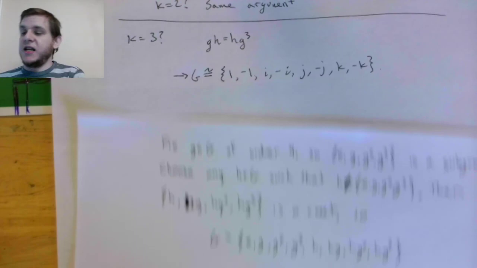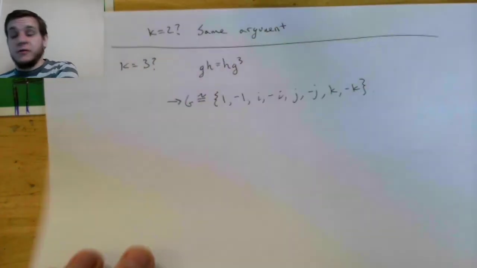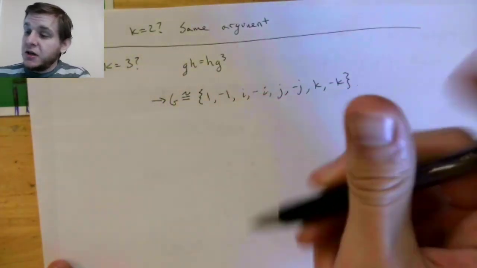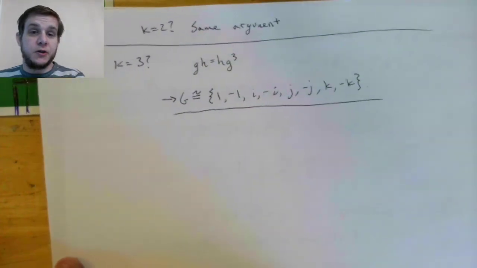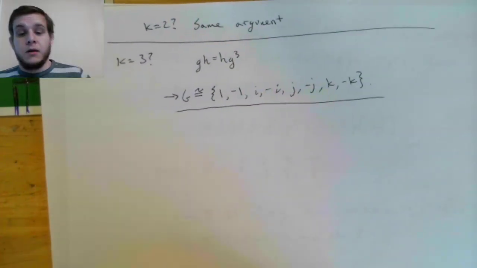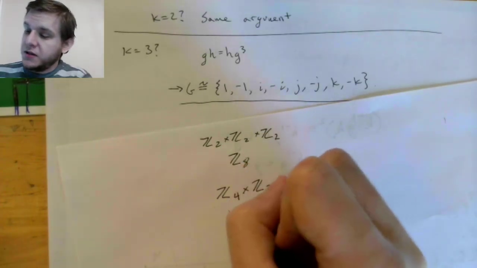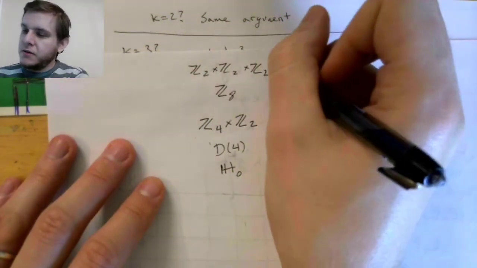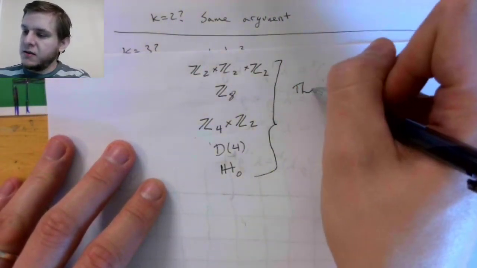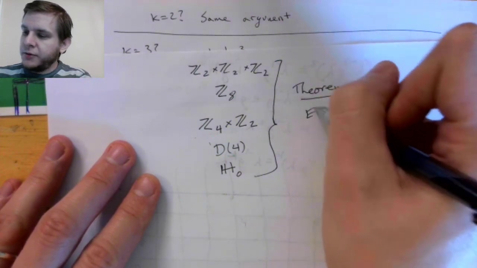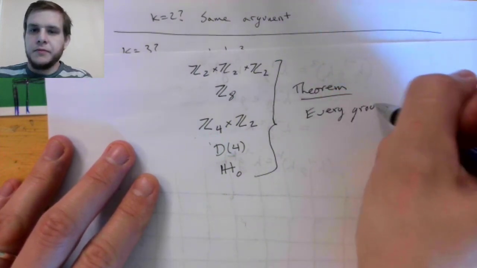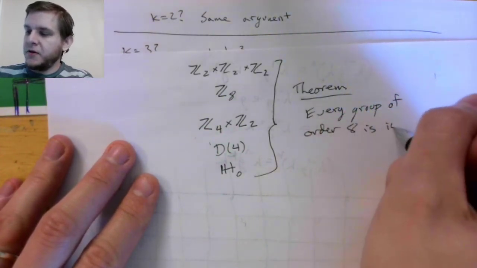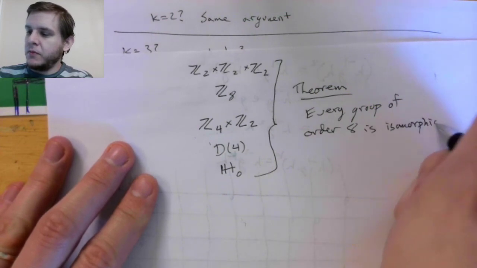So what's the last case? The last case, again, is K equals 3, and you can show, using the same sort of arguments previously, that this means that G is isomorphic to the quaternionic unit group, which is sometimes denoted this way. So the theorem is that every group of order 8 is isomorphic to one of these.